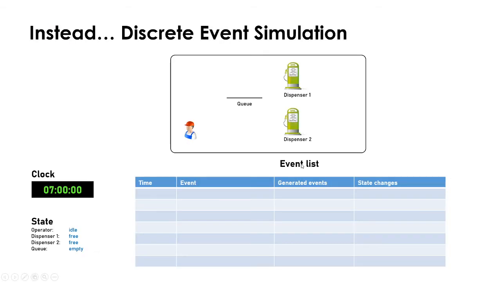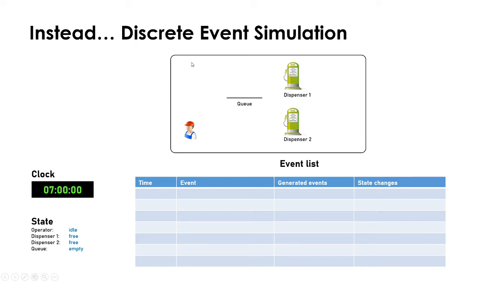So instead of that, we are going to use discrete event simulation. So this is a mock-up of how an environment works, which I'll show later on. And what we have here is the core of how a discrete event simulation model works. So we have here a graphical representation of our system. We have two dispensers, we have a queue, and we have the operator.